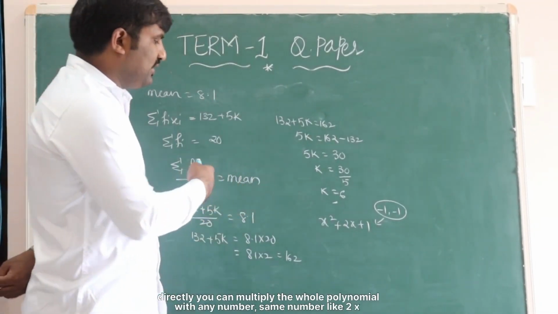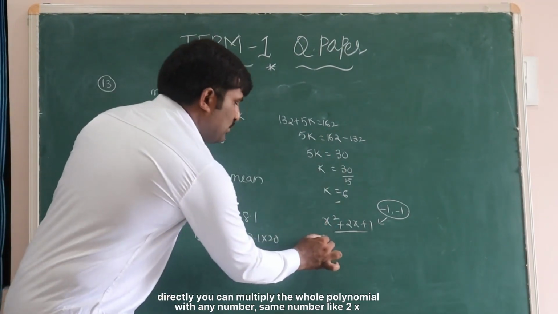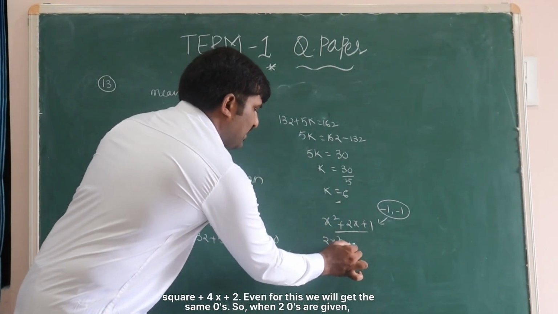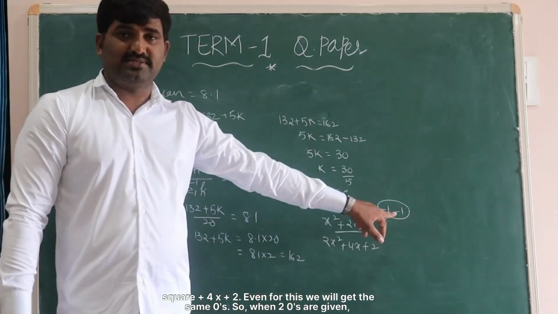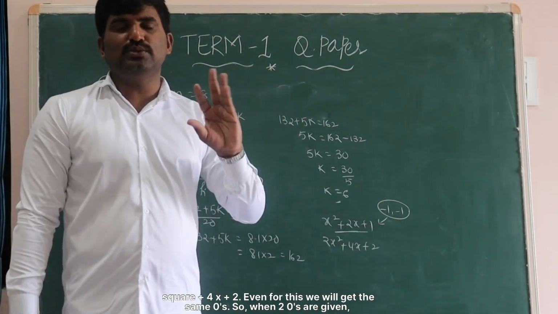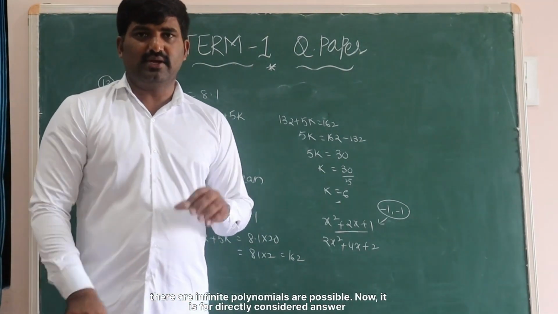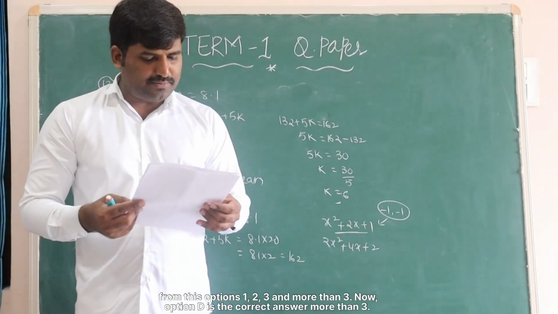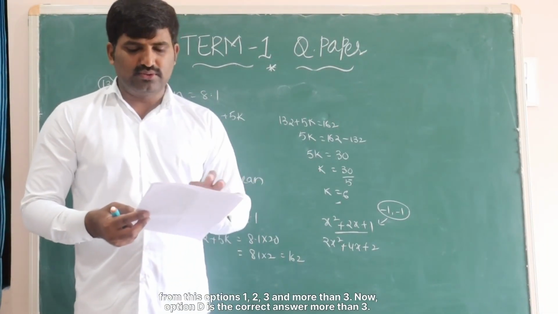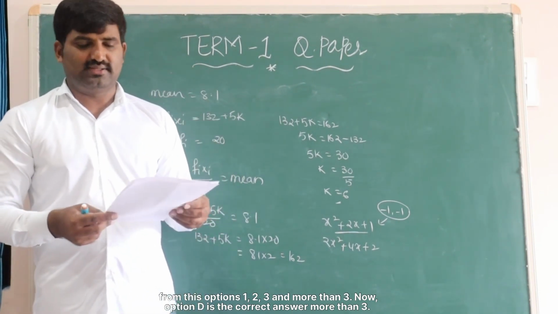You can multiply the whole polynomial with any number, right? The same number, like 2x square plus 4x plus 2. Even for this we'll get the same zeros. So when two zeros are given, infinite polynomials are possible. Now you can directly say the answer from the options 1, 2, 3 and more than 3. Option D is the correct answer, more than 3.